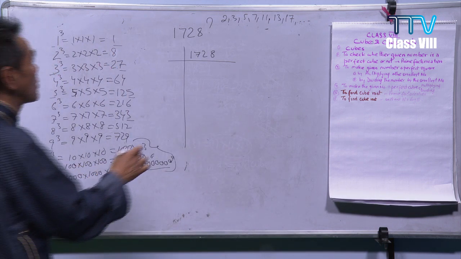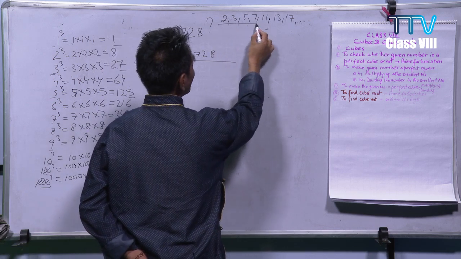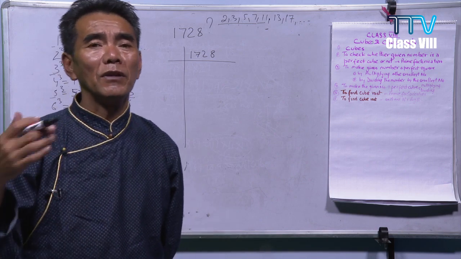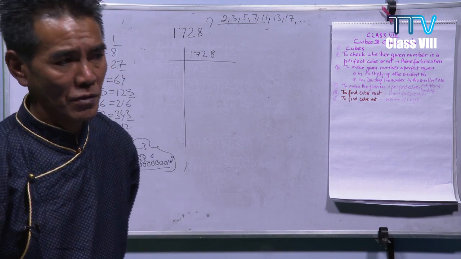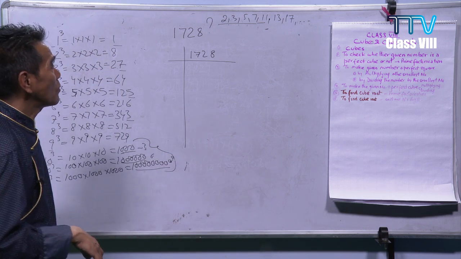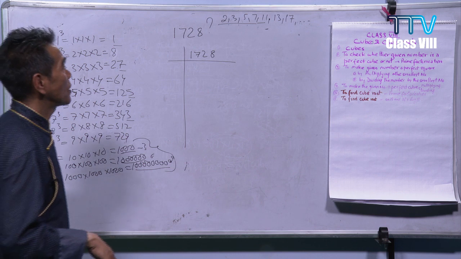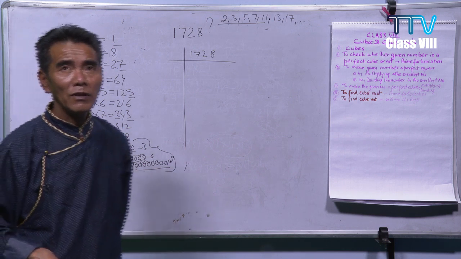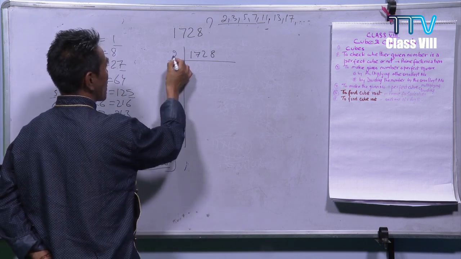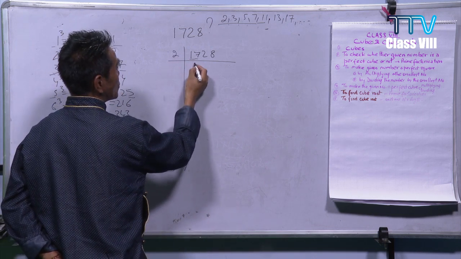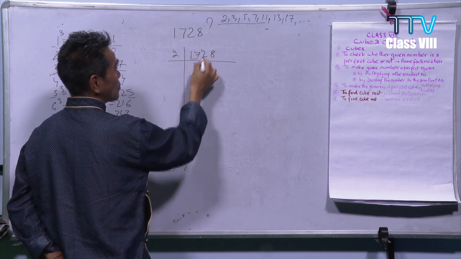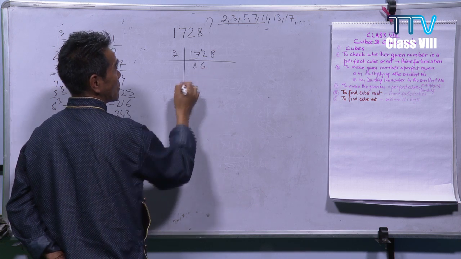Check with the prime numbers 2, 3, 5, 7, 11. We check whether the given number is a cube of a prime number. The last digit of 1728 is 8, an even number, so it is divisible by 2. Divide by 2: 1728 divided by 2 is 864.